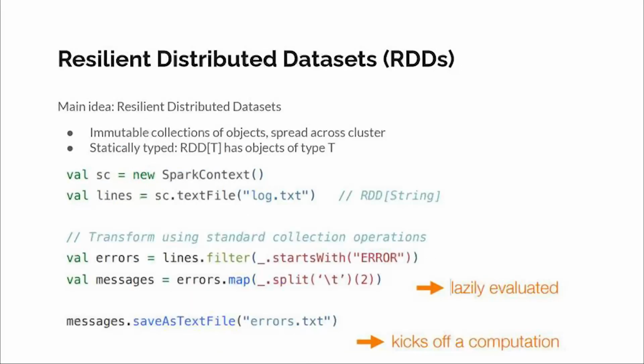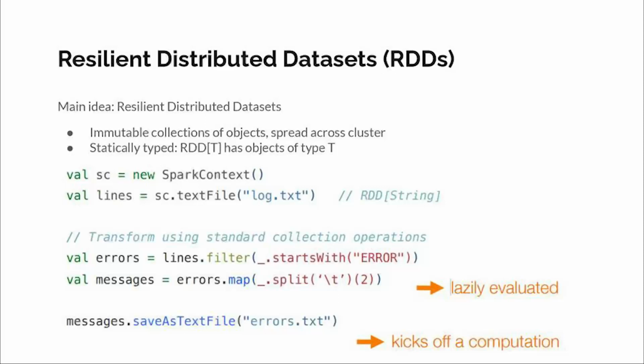So RDDs are immutable, which means that once an RDD is created, it cannot be modified or changed. Now if you look at the above example in the slide, we are first creating a Spark context and then loading a text file which has logs by the name of log.txt.